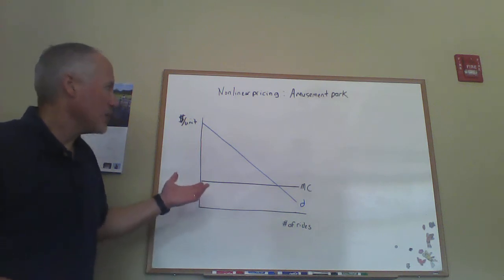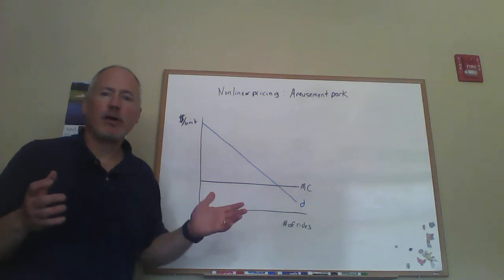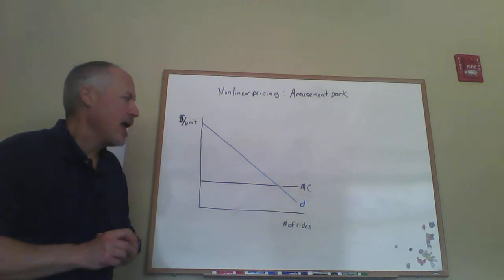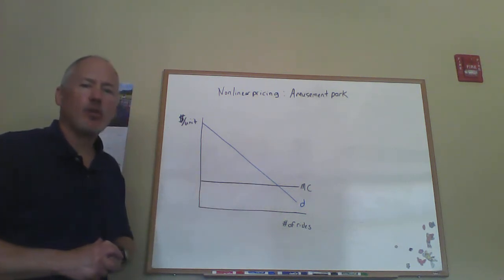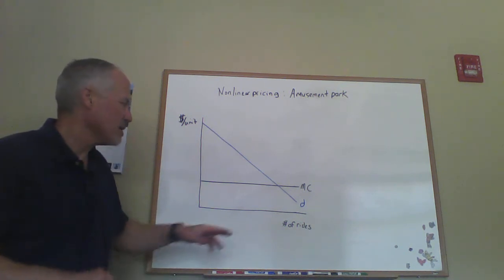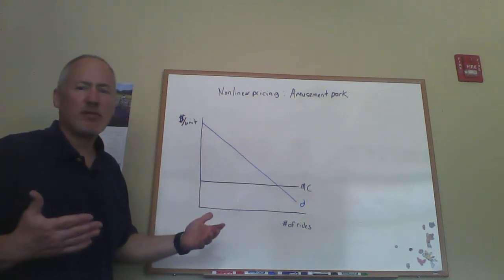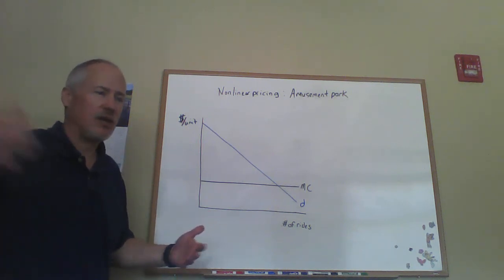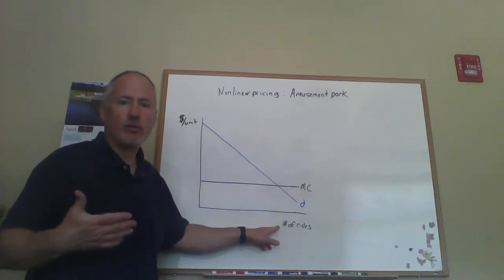A good example to think about what we're talking about here is an amusement park. You have an amusement park with a whole bunch of different rides, and we're going to look at the demand of one individual, one person's demand for rides. On the horizontal axis, we have the number of rides. What we mean by that is the number of different times they're going to go on different roller coasters, different types of rides.